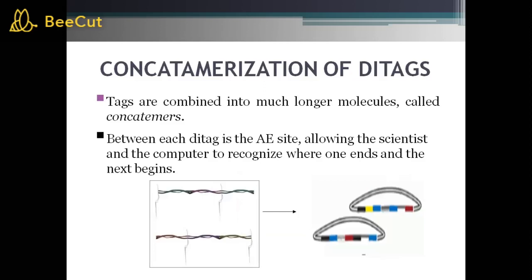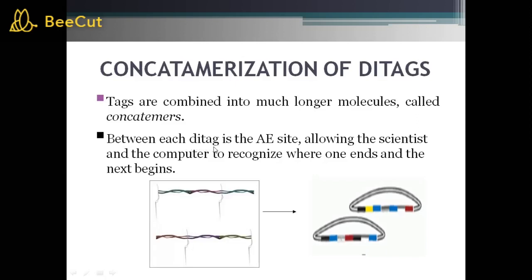The next step is concatemerization of ditags. Tags are combined into a much longer molecule known as the concatemer. After getting that particular tag, we have to combine all the tags together so that a larger molecule can be formed, and that larger molecule is known as the concatemer.